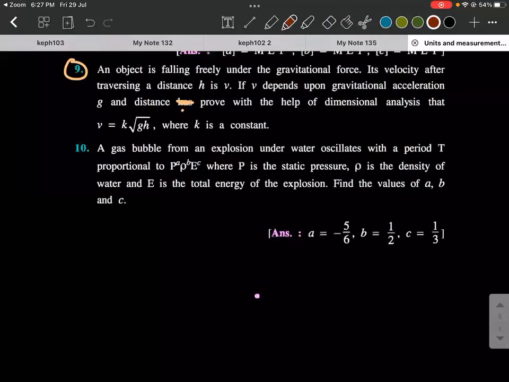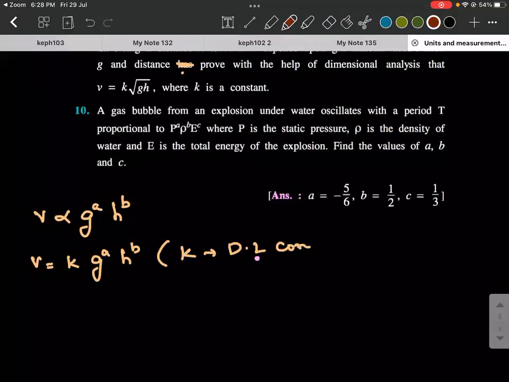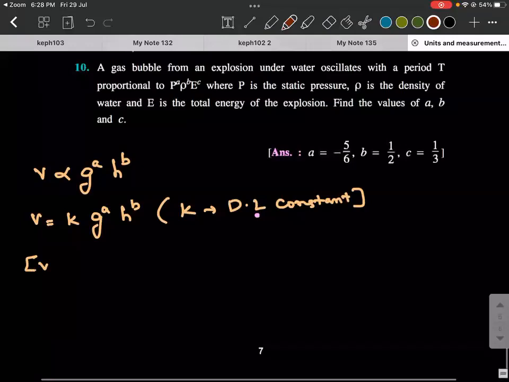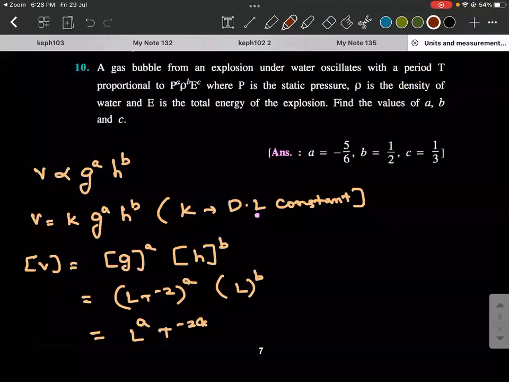So how to proceed? V is directly proportional to, what is the first step? g^a h^b. What is the next step? V is equal to k times g^a h^b, where k is a dimensionless constant. What is the third step? Dimensional formula of v is equal to dimensional formula of g to the power a into the dimensional formula of h to the power b. So what is the dimensional formula of g? LT^-2 to the power a, h is L^b. So L^a T^-2a, and L^b is what? L^(a+b) and T^-2a. This will be LT^-1. Am I right?